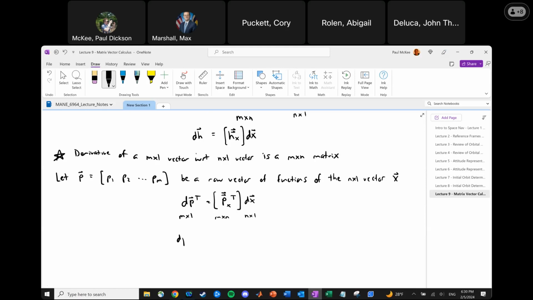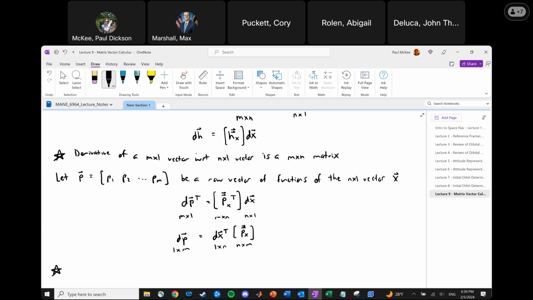So dp not transposed is, if we're going to rework the right-hand side of this equation, you can apply the transpose to both elements of the right-hand side, but we have to change the order. So this would give us dx transpose and then p sub x double arrow, where this is now a 1 by n and this is an n by m, and that would make this a 1 by m. So it's always good to check the dimensions of your matrices.